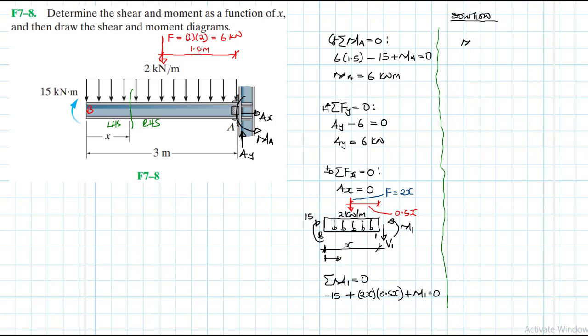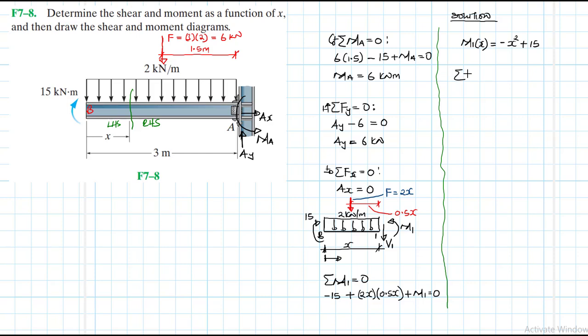Therefore, our m1, which is a function of x, is going to be equal to minus x squared, because 2 times 0.5 is just a 1. Therefore, we just remain with minus x squared plus 15. Is that okay? Of course.